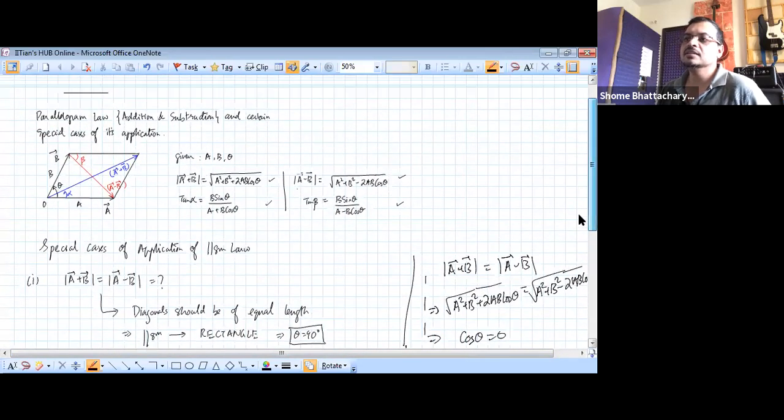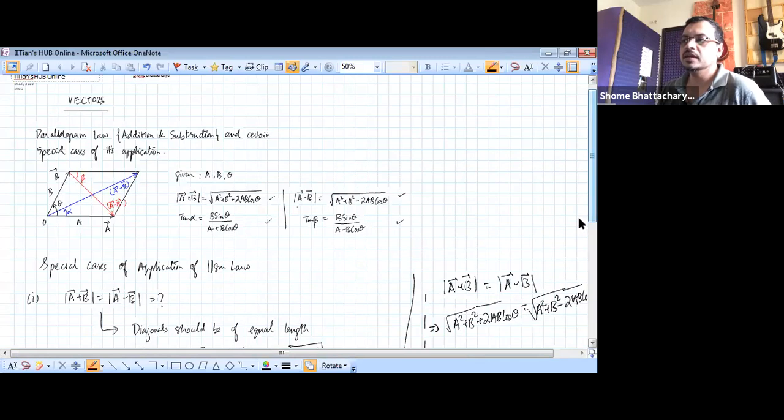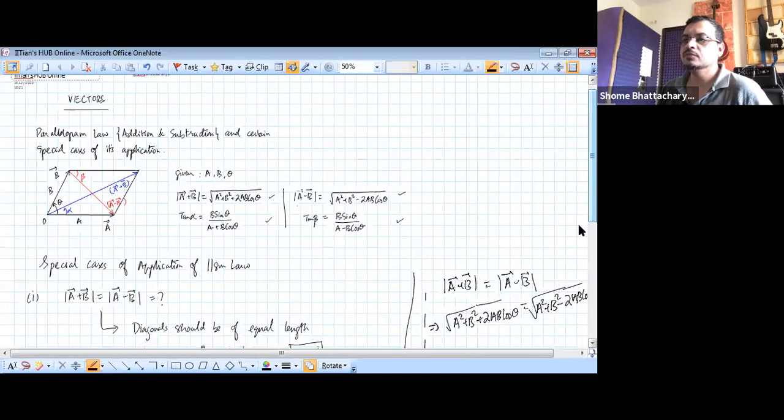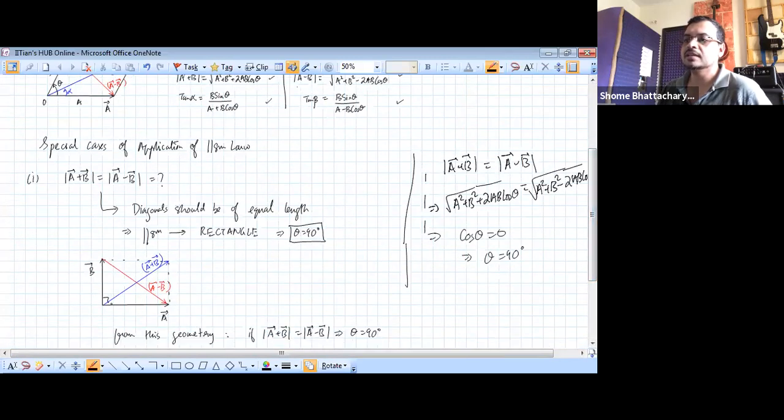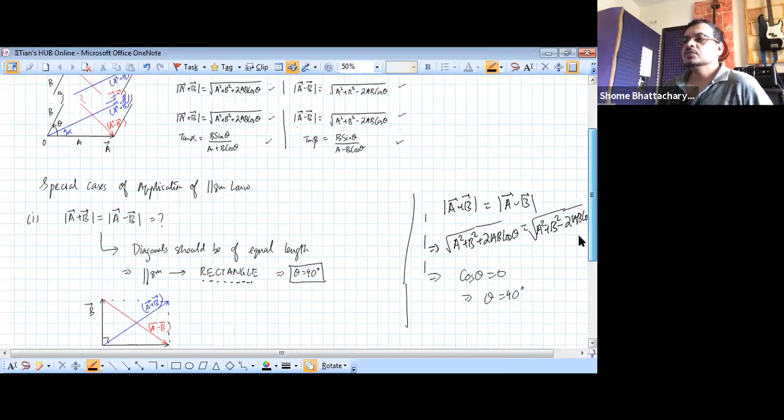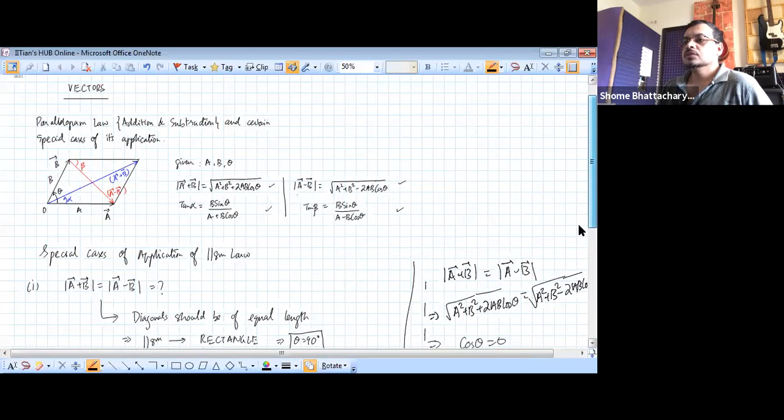So when are the diagonals equal in length for a four-sided quadrilateral or for a parallelogram? Which type of parallelogram has diagonals equal? And the answer is straight, only when this angle is 90. So the parallelogram has to become a rectangle. Okay. So this is the first of the special cases. Just make a note of this. So this is what we are discussing today, certain special cases of parallelogram law. We are starting with that.